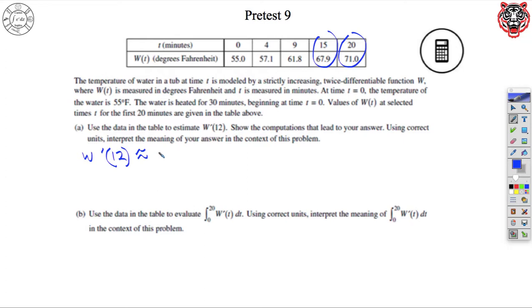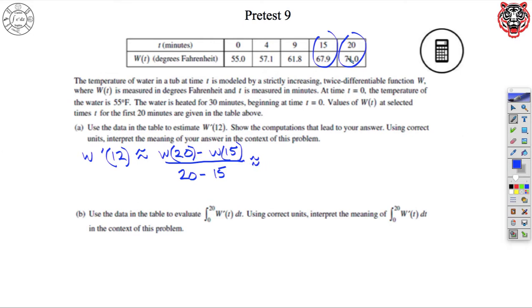All right, so we're going to say that this is going to be W of 20 minus W of 15, the y-coordinates divided by the x-coordinates, 20 minus 15. Again, this is the slope of the secant. This is just a formula that you need to memorize. We chose 15 and 20 because those are on either side of 12.